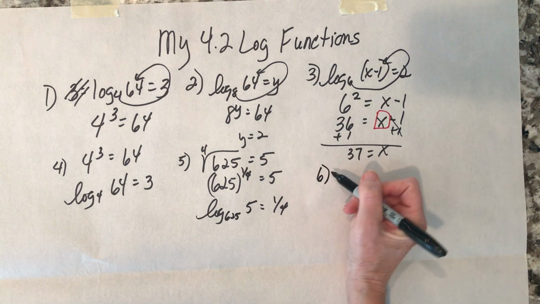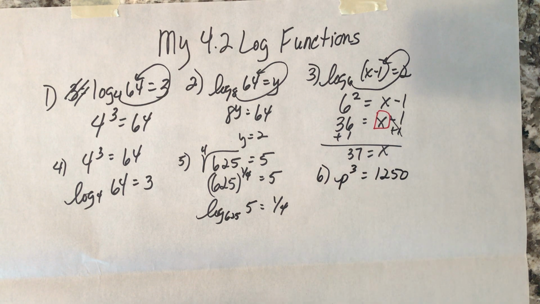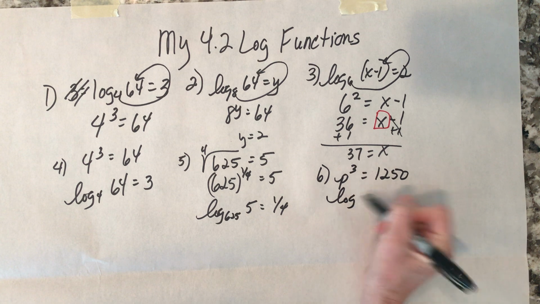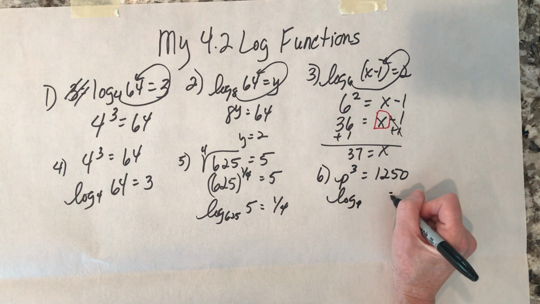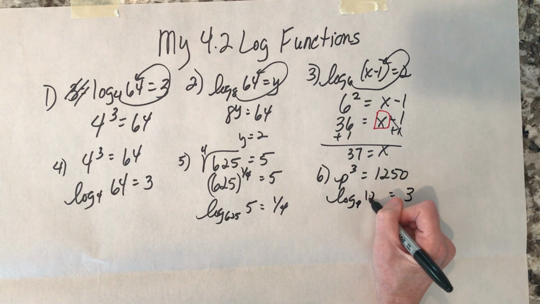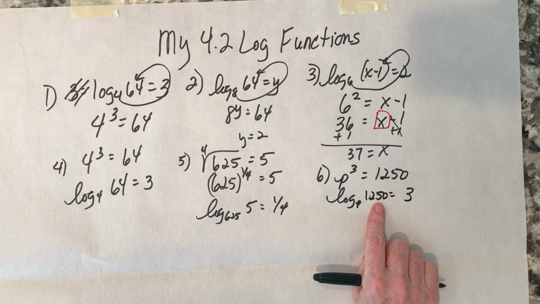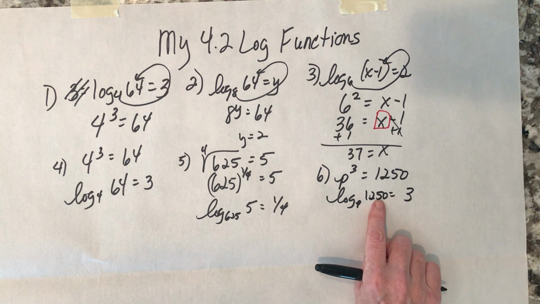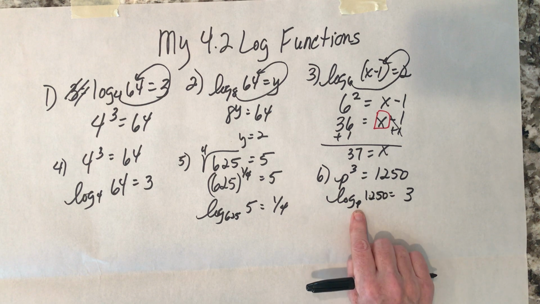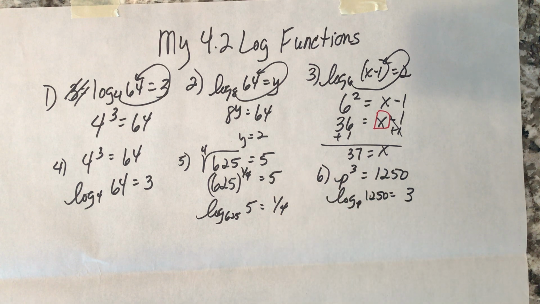Okay, let's look at number 6. Number 6 is p to the third power equals 1250. Again, rewriting it, write a log. The base is p, put it down there, a little bitty p. The exponent will always be the answer, and 1250 will go right there. So it's sort of like, what do you have to raise p to become 1250? Or what number would p be if you raise it to the third power would give you 1250. That's what was written there. They're done. They don't want you to solve that. They just want you to rewrite it.